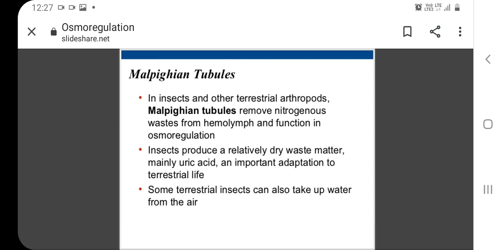The hindgut of insects has various specializations to effectively reabsorb water and also to regulate the combined composition of urine and feces.